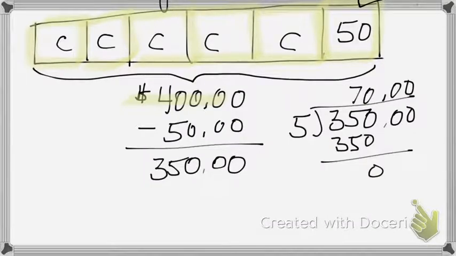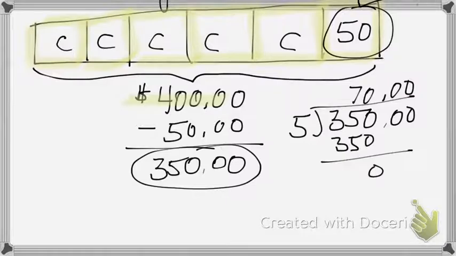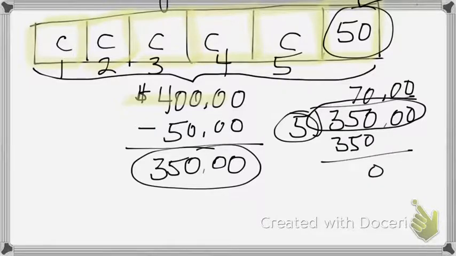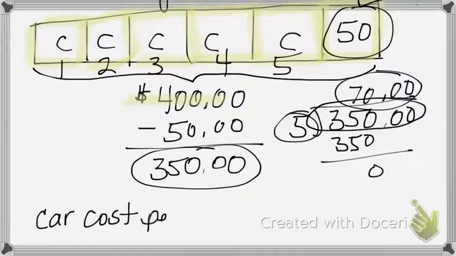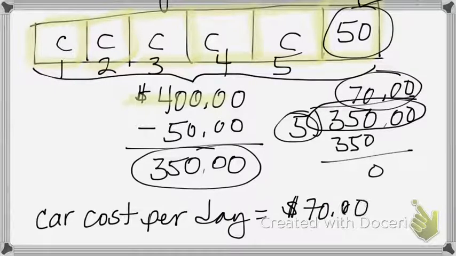I go ahead and take my 50 that I know, my known, subtract it away from my total, and get my balance right here. Then I'm going to just divide my balance by 5 because I have 5 different days worth of car rental, okay? And I get $70. So my C, the car cost per day, equals $70. $70 per day to rent.